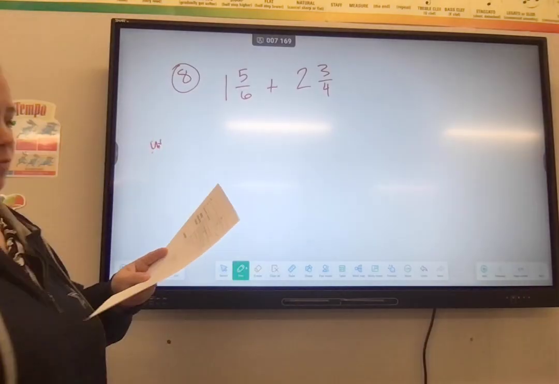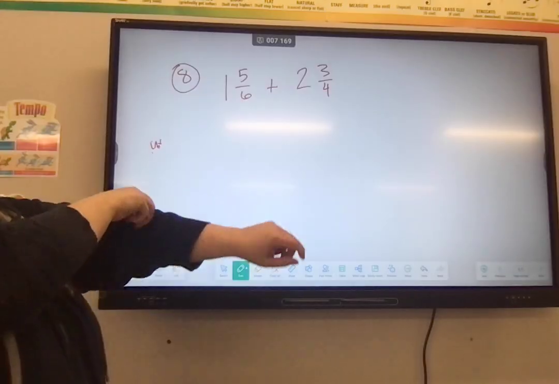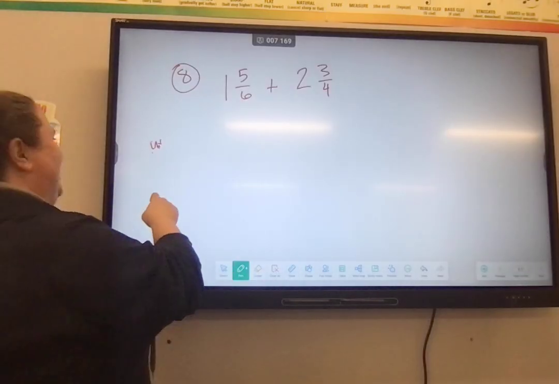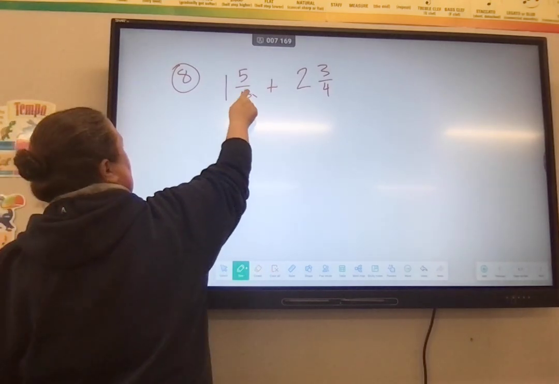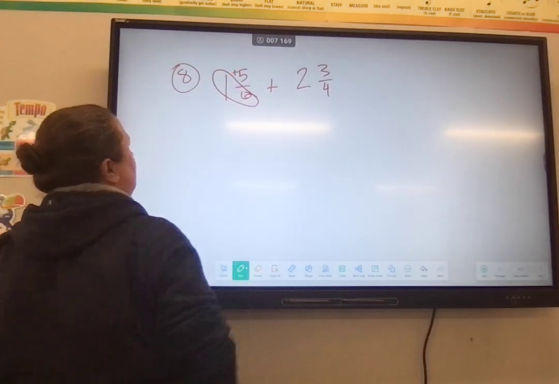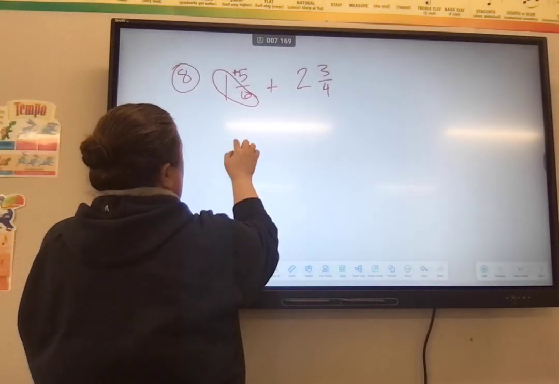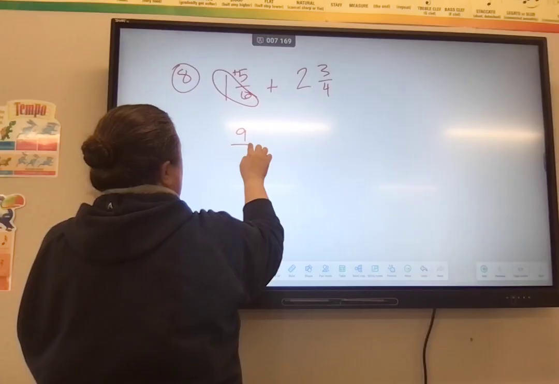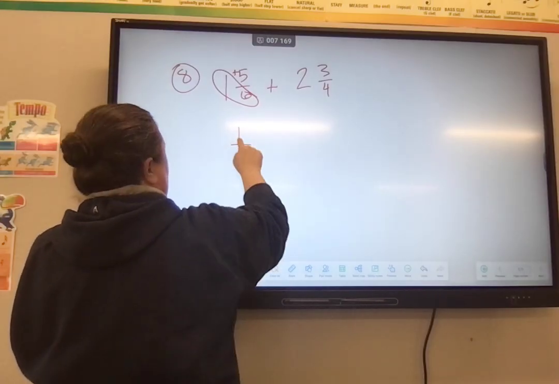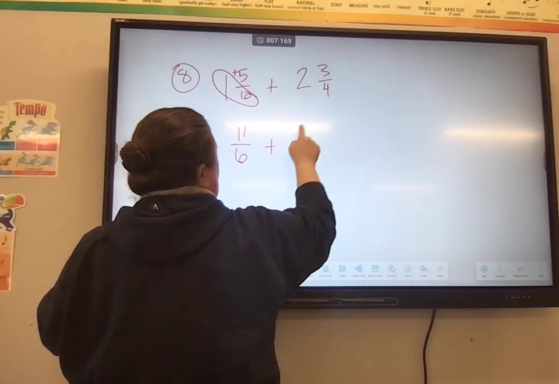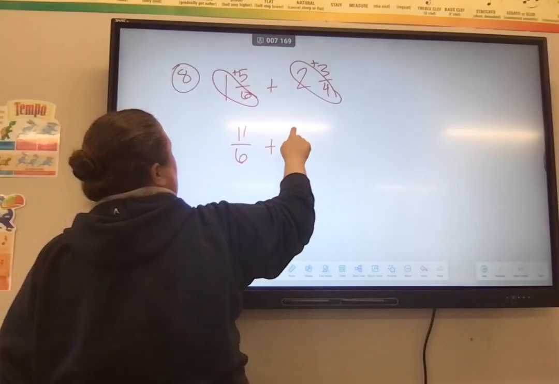All right, first step. Do we have mixed numbers? Yes. So we need to change them to what? Improper. Okay, so how do I change them to improper? 6 times 1 plus 5. What is 6 times 1? 6. Plus 5? 11. Okay, again over here. 4 times 2 is 8, plus 3.